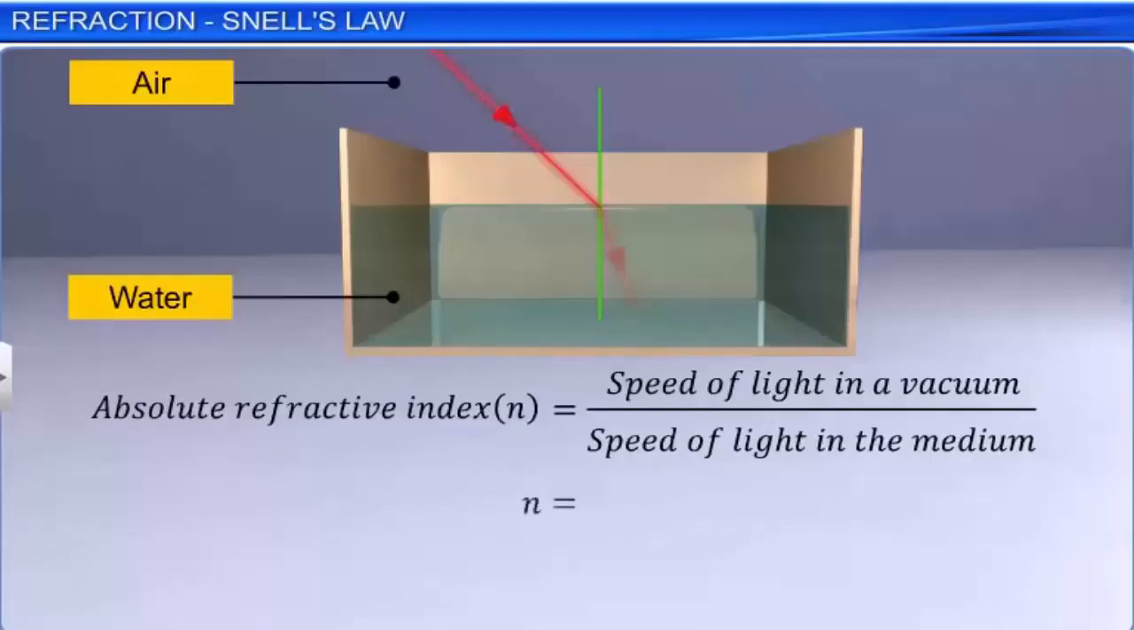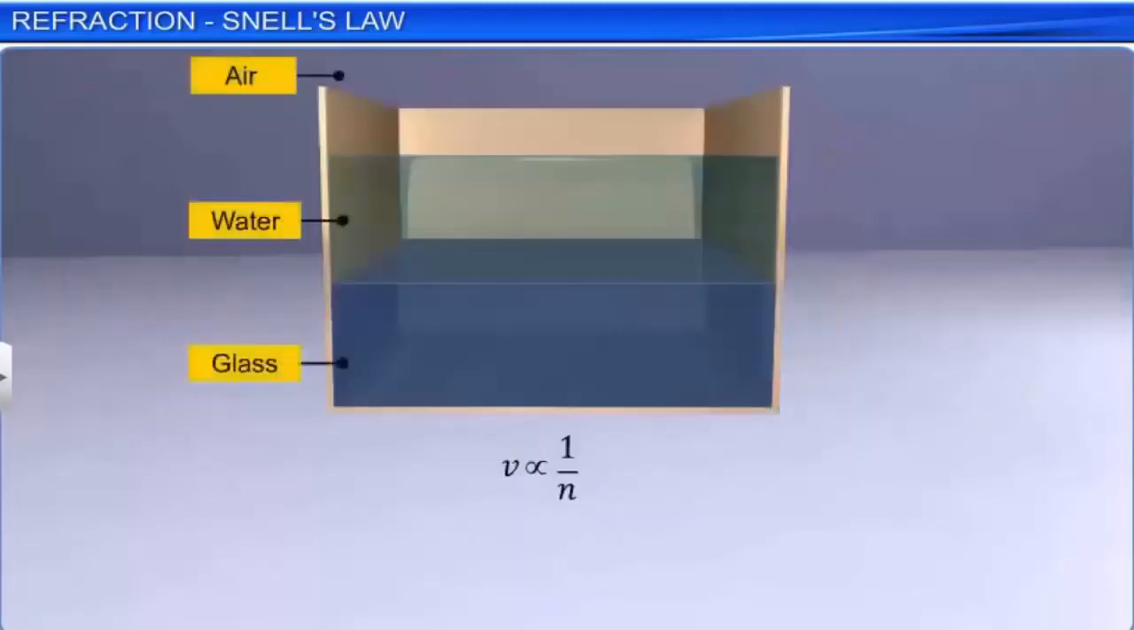For example, the refractive index of water, n_w, is 1.33 and that of glass, n_g, is 1.52. Since the refractive index of glass is more than that of water, the speed of light in glass is less than the speed of light in water. If the refractive index of a medium is greater than that of another medium, then the first medium is said to be optically denser than the second medium. For example, glass is optically denser than water.